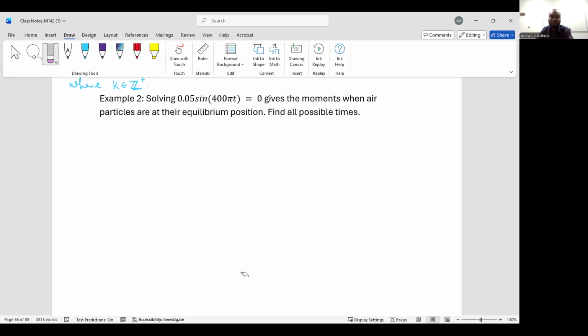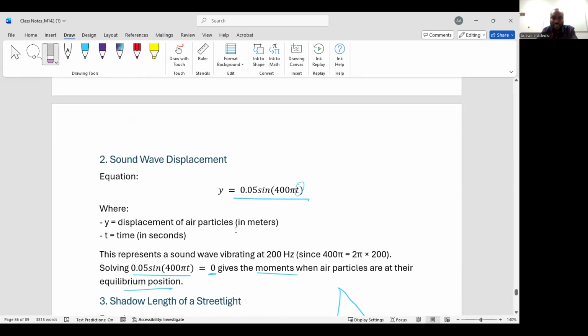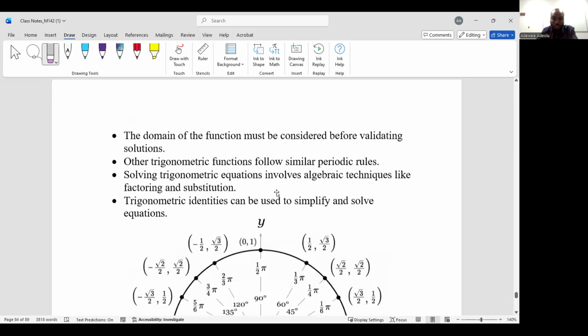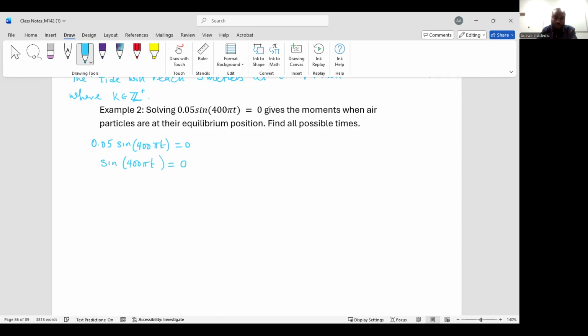Solving 0.05. This is the other situation we have, whereby we say sound wave displacement. That is when the air particles will be at equilibrium. That is when that function equals 0. Again, we do the same thing. So 0.05 sine of 400 pi t equals 0. So we can divide through by 0.05, so that is sine of 400 pi t equals 0, right?